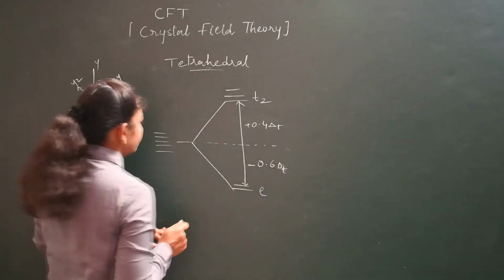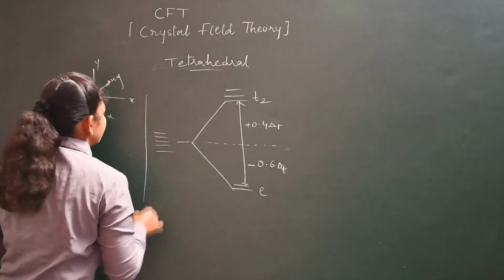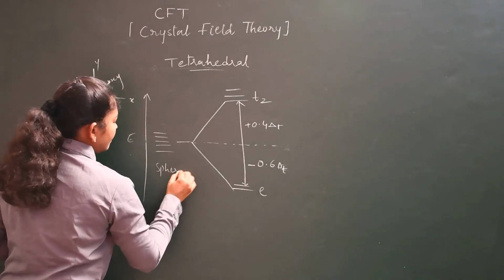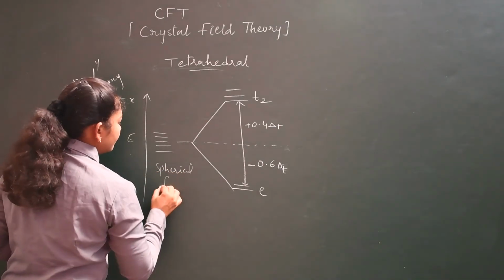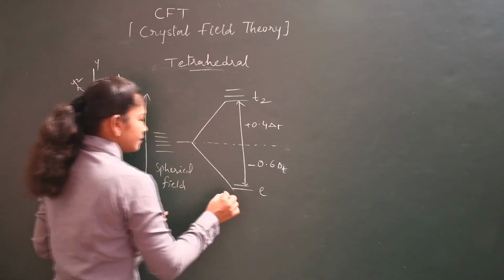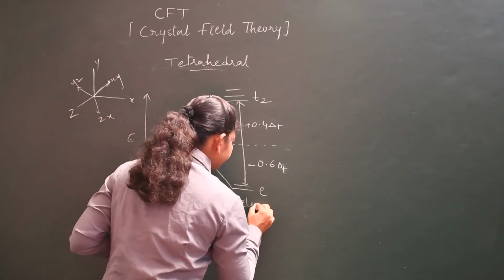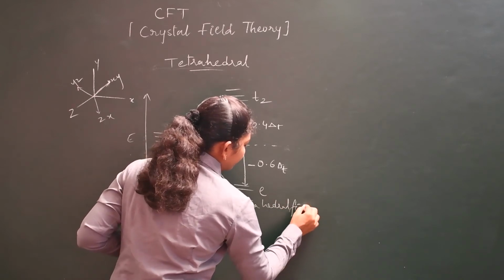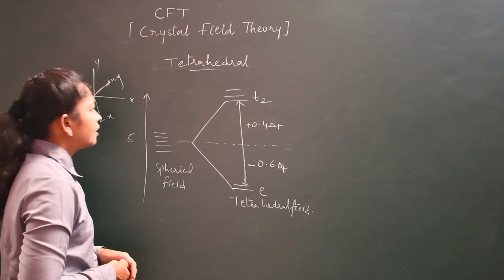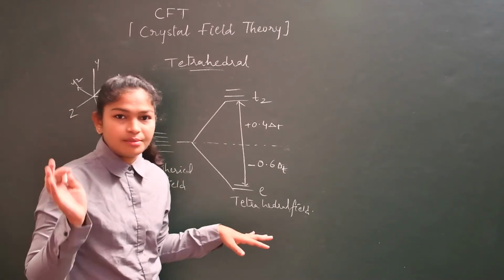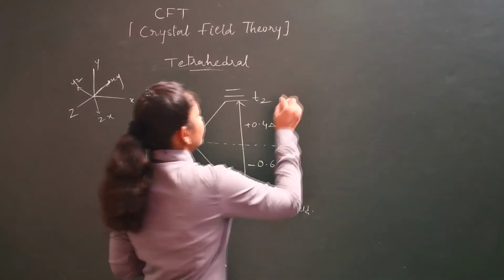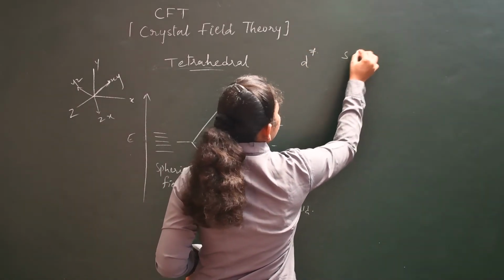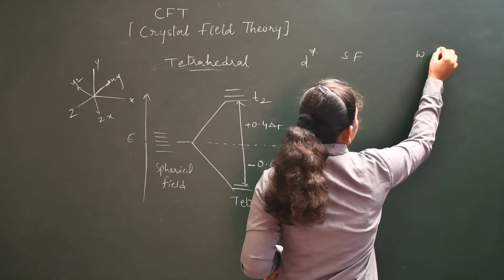You can write it here: this is a metal ion in a spherical field, and this is a metal ion in a tetrahedral field. Now, we will calculate for the d7 system here, okay? For d7 system, this is for strong field, and this is for weak field.